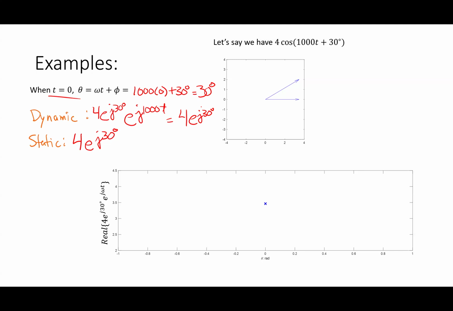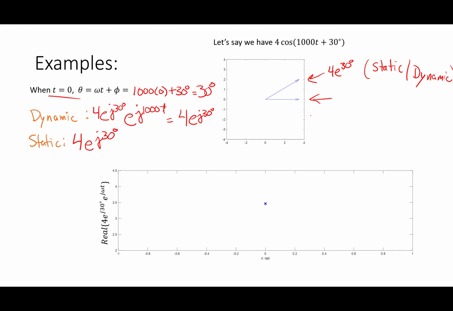Okay, where is that shown here? I showed two vectors in this picture, this one and this one. What have I shown here? 4 e to the j 30 degrees. Where is 4 e to the j 30 degrees? Which of those two is it? Yeah, the one pointing up. This guy here is 4 e to the j 30 degrees. And actually, it's both, in this particular case, at this time, this guy is both the static and the dynamic. I mean, they're both plotted. You can't see that one's on top of the other.